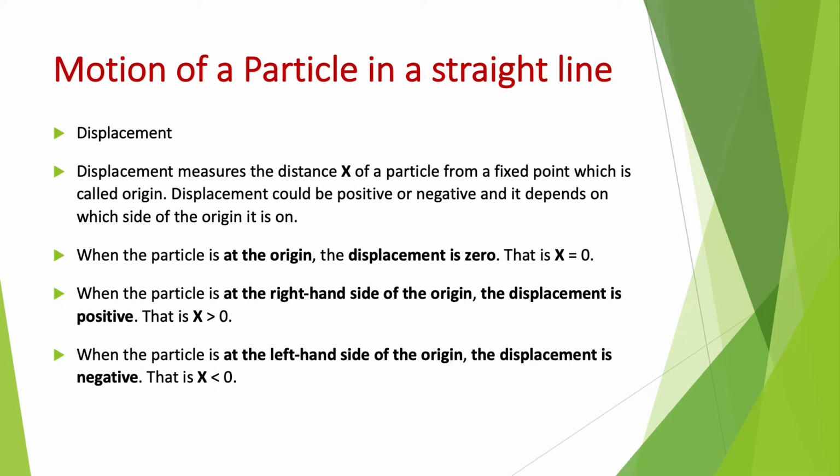When the particle is at the origin, the displacement is 0. That is, x equals 0. When the particle is at the right-hand side of the origin, the displacement is positive. That is, x is greater than 0. When the particle is at the left-hand side of the origin, the displacement is negative. That is, x is less than 0.